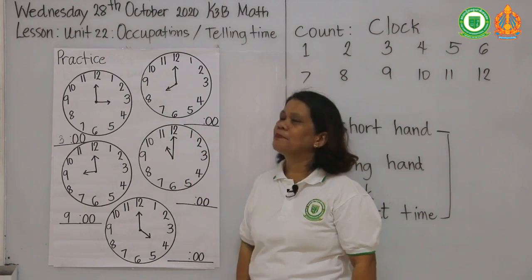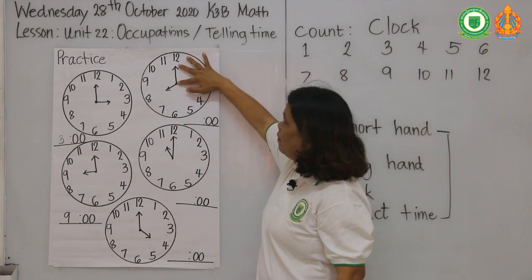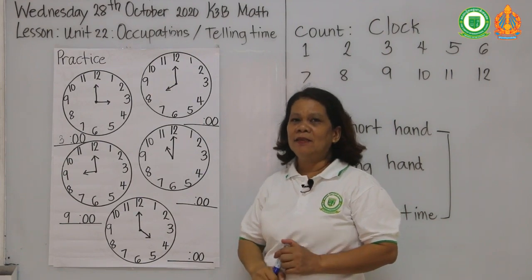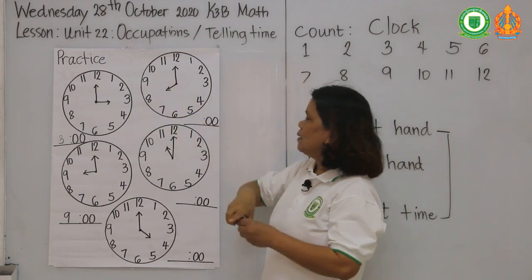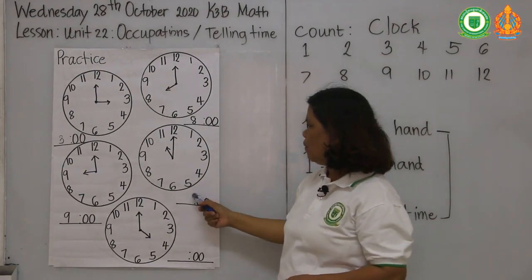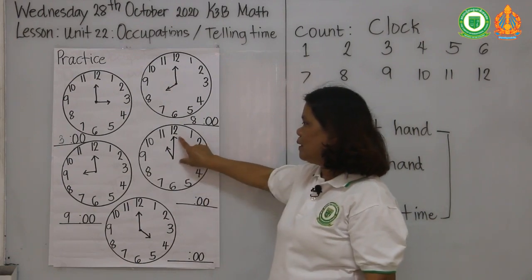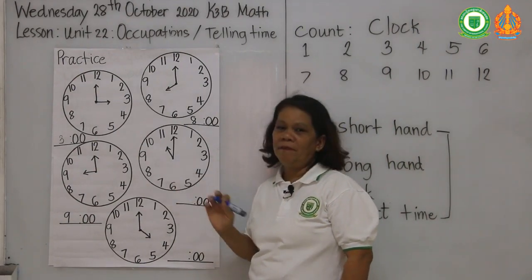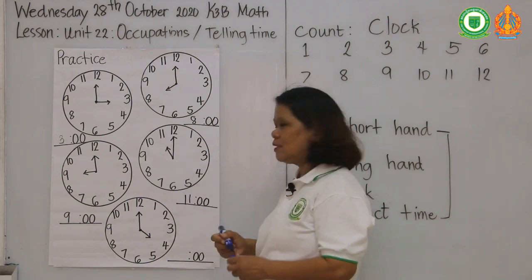Number 3, what time is it? Look at the long hand. The long hand is pointing to 12, and the short hand is pointing to 8. So you will follow the short hand. It is 8 o'clock. And here, what time is it? Look at the long hand. It is pointing to 12. This is exact time, 00. The short hand is pointing to number 11, so you're going to write 11.